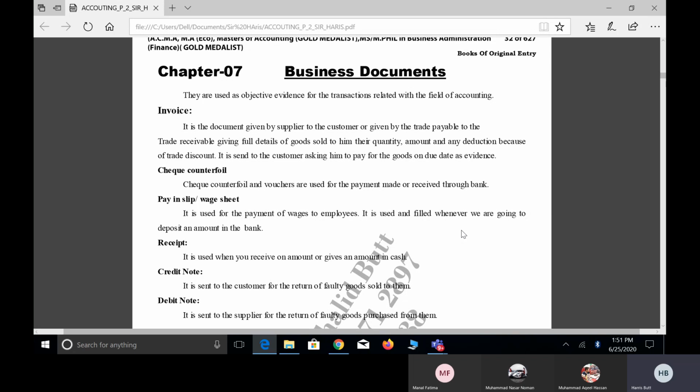Invoice. What is invoice? Remember that these are all evidences which we use in accounting. An invoice is a document issued by the seller to the customer, giving him details of the goods sold to him and asking him for the payment.